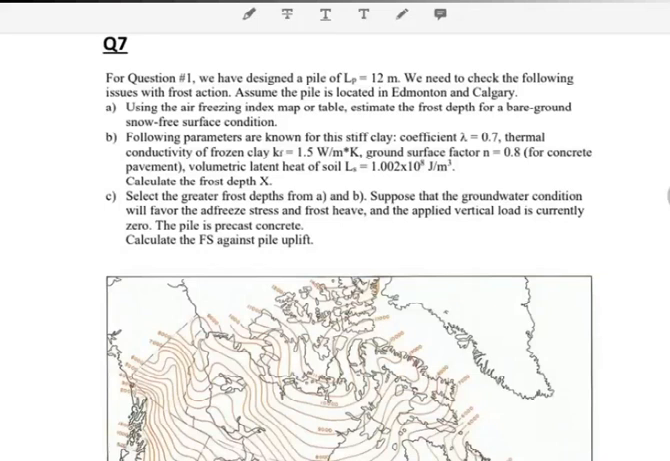Question 7. This question is about frost action. We are requested to use two methods, including air freezing index map and an equation to estimate the frost depth for the soil layers given in question 1, both in Edmonton and Calgary. Part A, we're going to use the air freezing index map or table to estimate the frost depth for the soil layers with bare ground and snow-free surface condition.